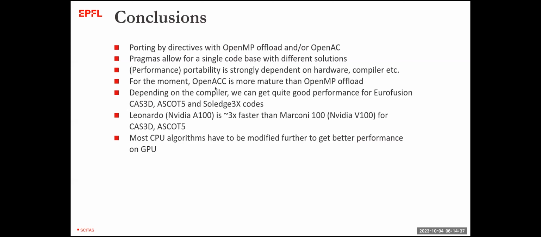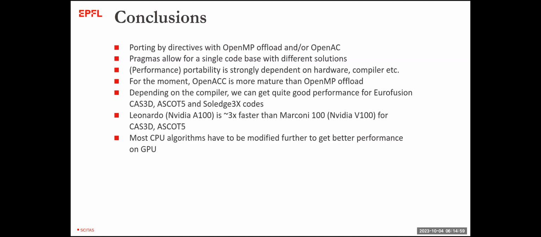For the moment, it seems like OpenACC is more mature than OpenMP offload. We tend to get better results with OpenACC, but OpenMP offload is generally available on slightly more machines. But overall, if we use the right compiler, we can get good performance for the 3 codes that I talked about here.